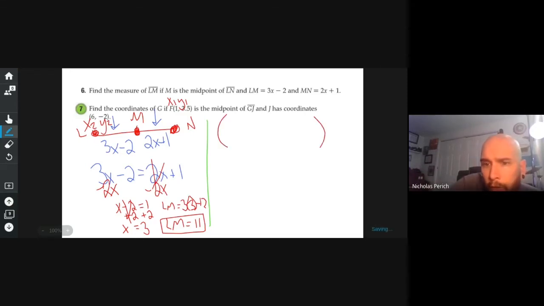You should have scrap paper and a pencil, and you should be doing this problem right here. You should be doing it ahead of me. There's my midpoint formula. I labeled everything.